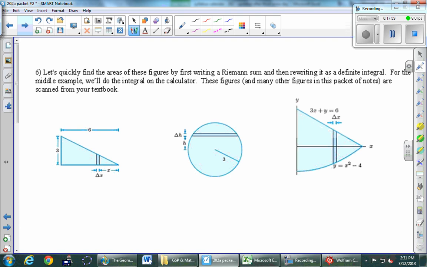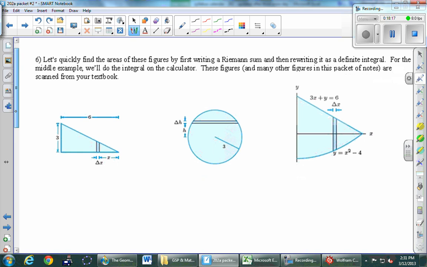So number 6, let's find the areas of these figures by first writing a Riemann sum, and then rewriting it as a definite integral. For the middle example, we'll do the integral on the calculator. These figures and many other figures in this packet of notes are scanned from your textbook. So let's go ahead and take a look at the first one.